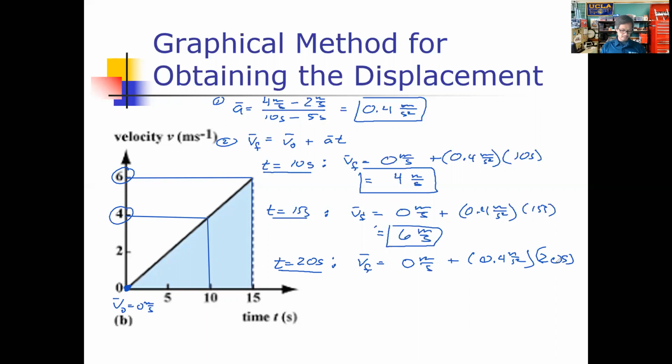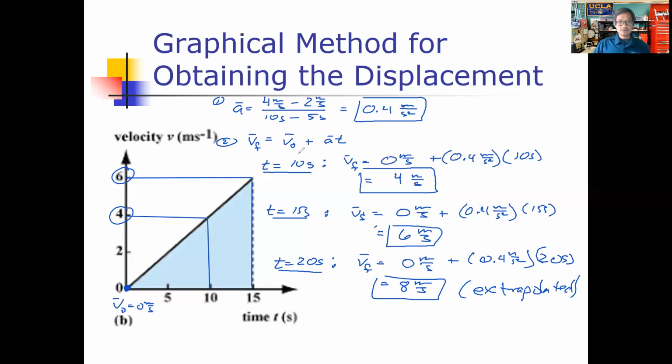20 times 0.4. We have then 8 meters per second. Okay. And so this point here, folks, lies well outside of the time and well outside of the velocity. So this time here and this velocity here lies outside. So what we've done here is we have extrapolated the information from the graph.